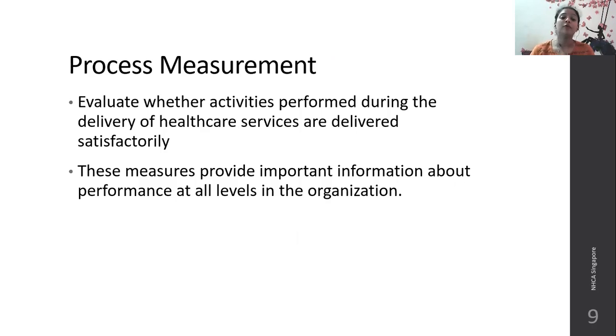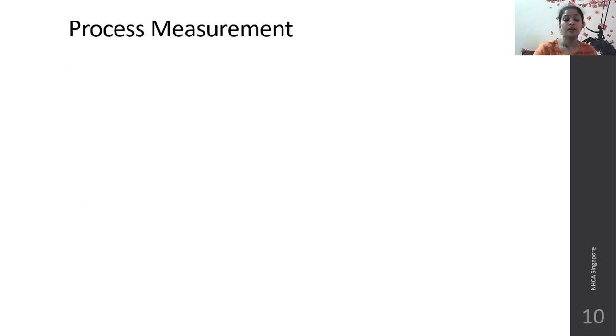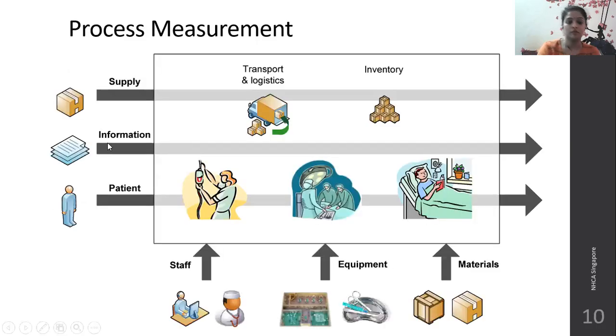Process measures evaluate whether the activities performed during the delivery of healthcare services are delivered satisfactorily or not. The receiver will check the process: were they happy with the activity performed, the process of care received? So it is more of a perception. These measures provide important information about performance at all levels of the organization. Process measurement can be done from the point of entry, from the reception till the discharge.